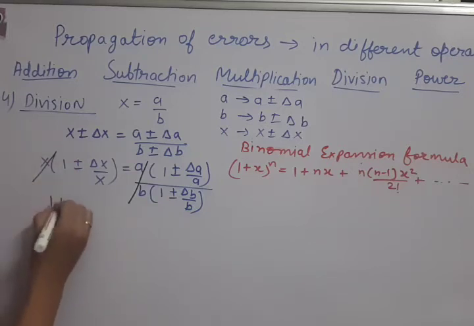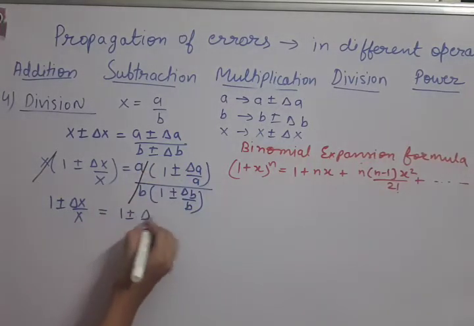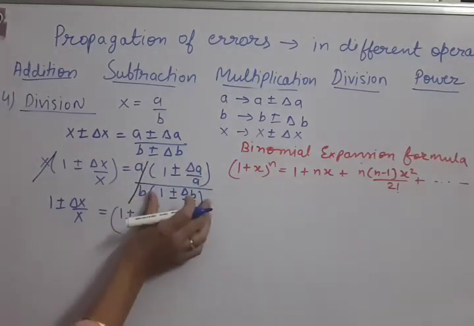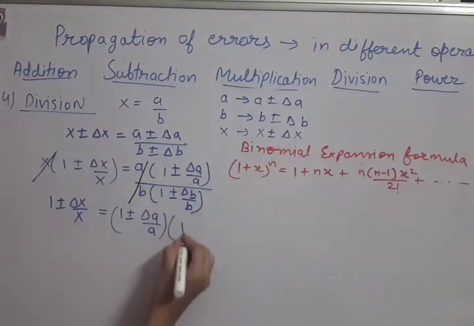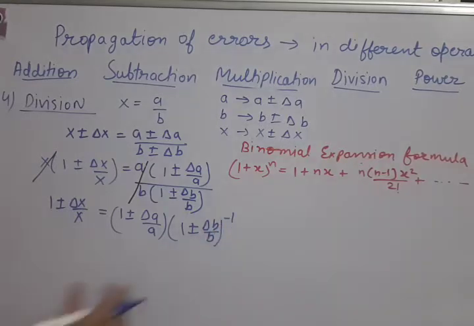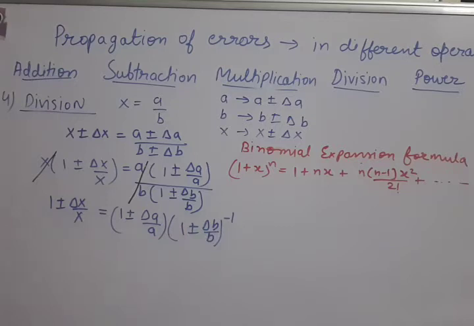After that, now here 1 plus minus delta x upon x, and here one bracket is on the numerator side. This bracket will be shifted up and its power will become minus 1. Once we have shifted it to the numerator, the power minus 1 has become. After this, now how to handle this minus 1 power?